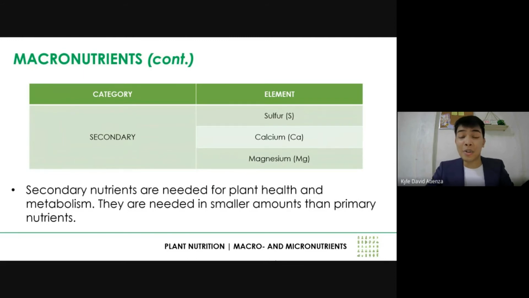The last category for macronutrients is the secondary macronutrients, composed of three elements: sulfur, calcium, and magnesium. Secondary nutrients are needed for plant health and metabolism. They are needed in smaller amounts than primary nutrients, but nonetheless, they are still very essential for plant survival.